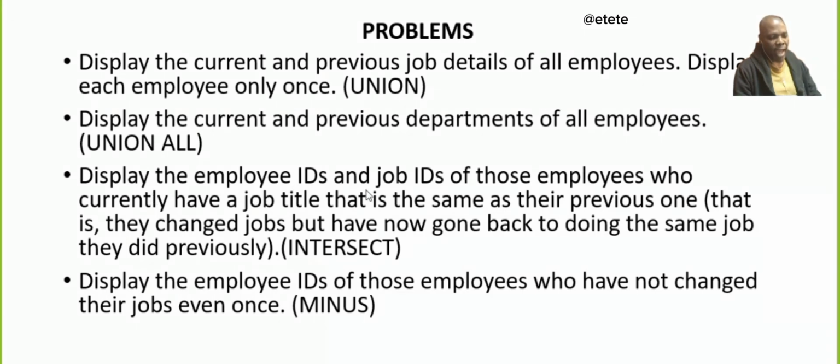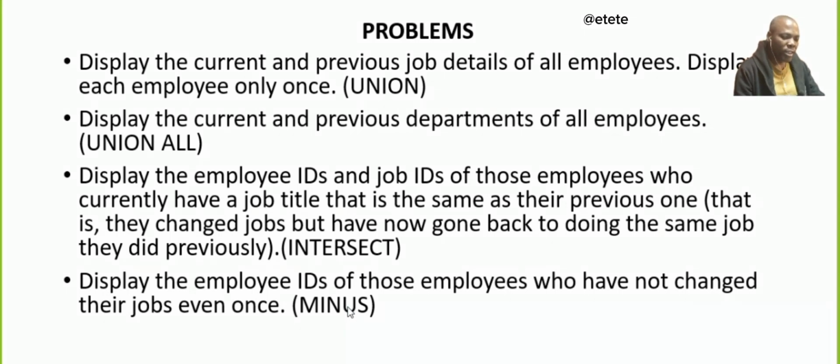Display the employee ID and job ID of those employees who currently have a job title that is the same as their previous one. That is, they changed jobs but have now gone back to doing the same job they did previously. You will understand this when we are solving the problem. This last one is display the employee ID of those employees who have not changed their jobs even once.